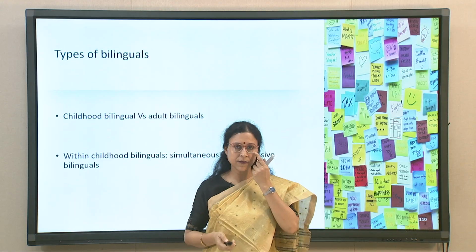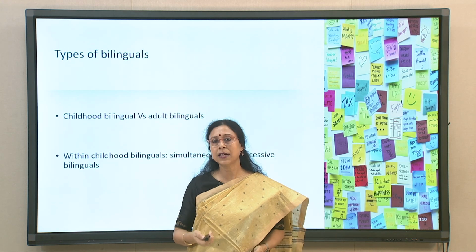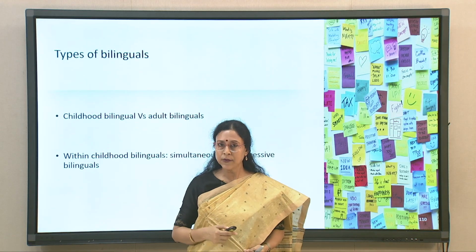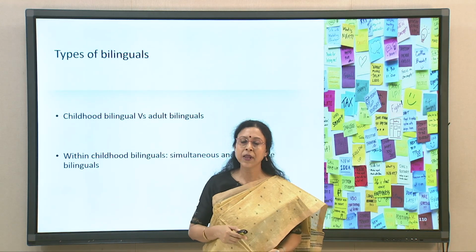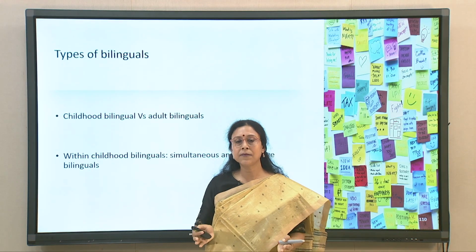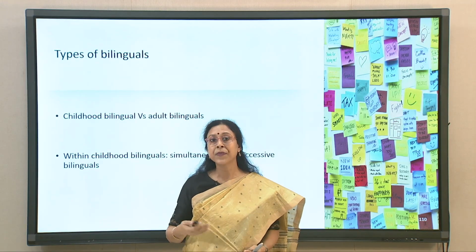Now, we have already seen before that bilinguals can be divided into various groups depending on a number of factors. The first factor that we already discussed is childhood bilingual versus adult bilingual. Depending on when the second language is acquired, the human population can be divided into either childhood bilinguals or adult bilinguals. We have also seen that within childhood bilingualism, we can have a further distinction: early bilinguals are simultaneous bilinguals, and late bilinguals are successive bilinguals.